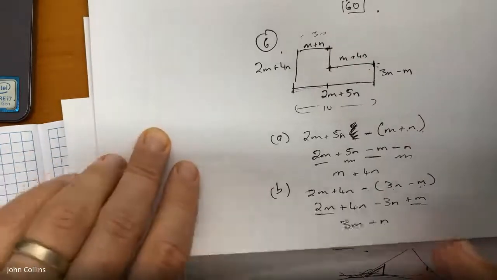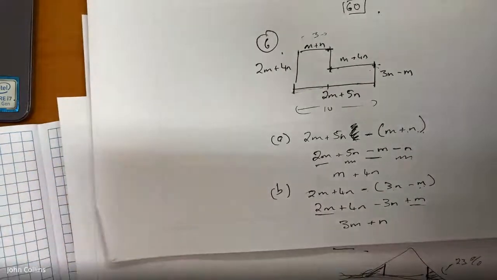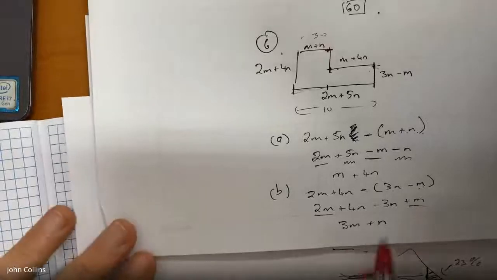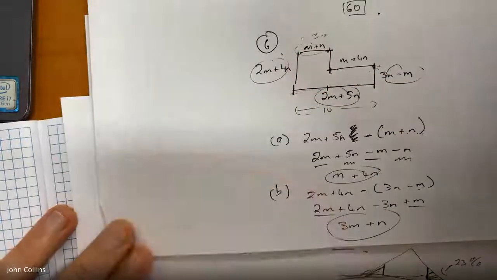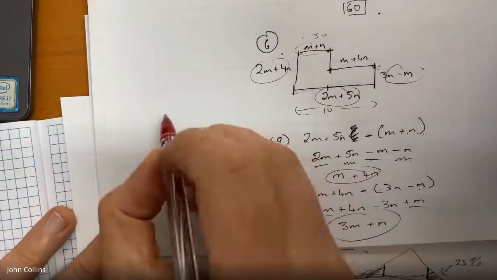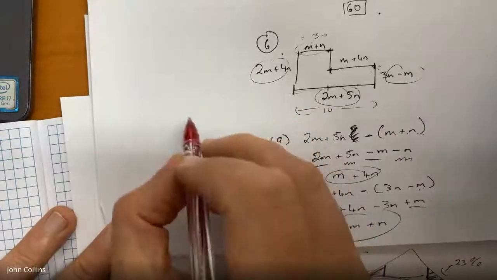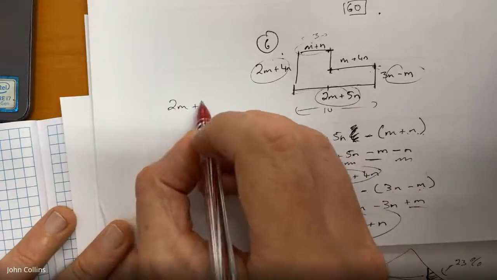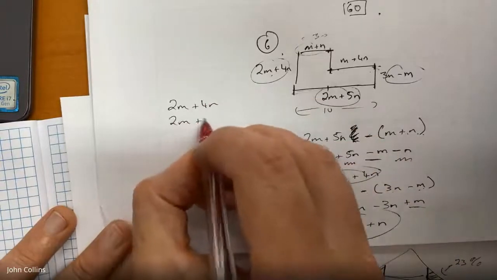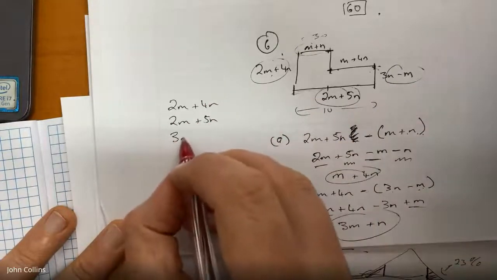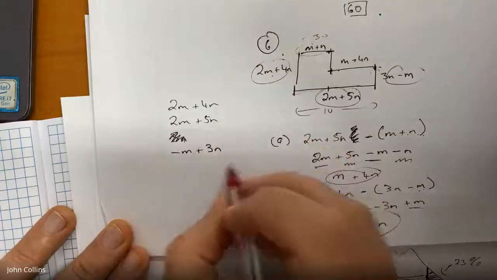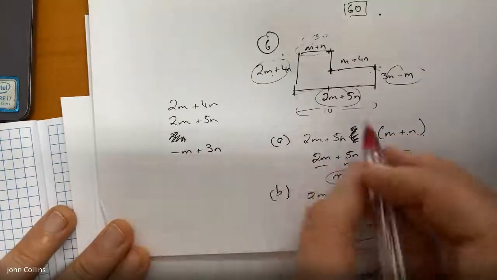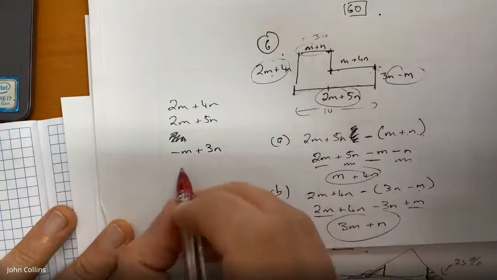The perimeter of the figure then will be all distances on the outside added together. So I'm going to add this, this, this, this, this, and this all together. Okay, I can do that underneath each other here if I want. I can put them in a line if I want. 2m plus 4n from here, 2m plus 5n from here, 3n, let's put that the other way around, minus m plus 3n, just so the m's are underneath the m's and the n's underneath the n's. And this one up, that's those three. And then I have my two extra answers here.